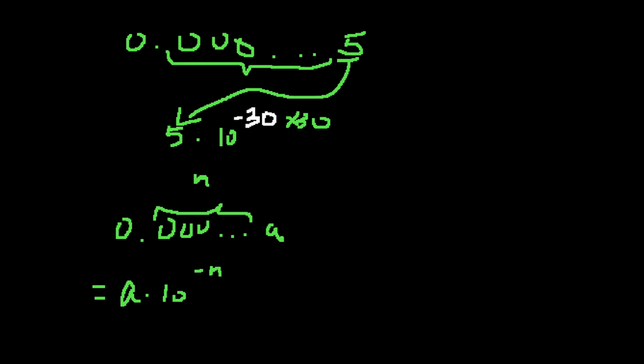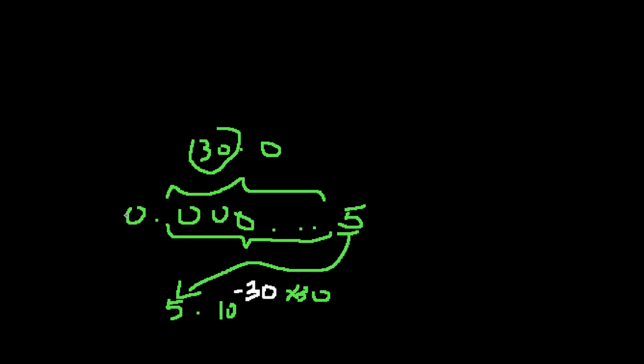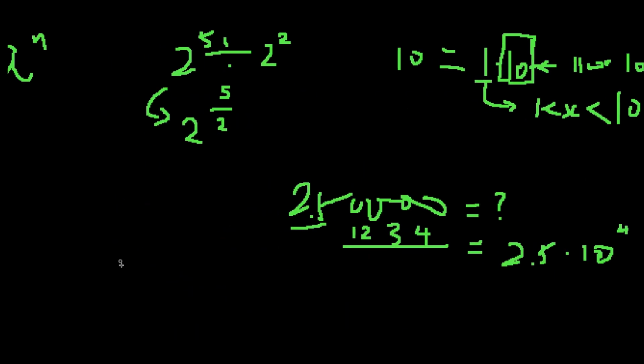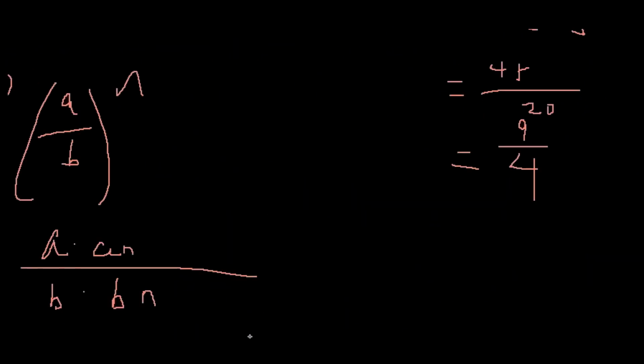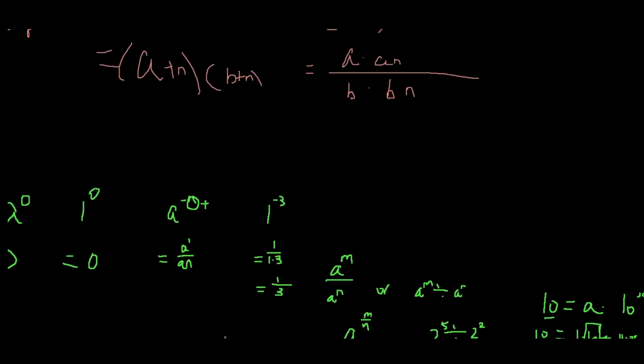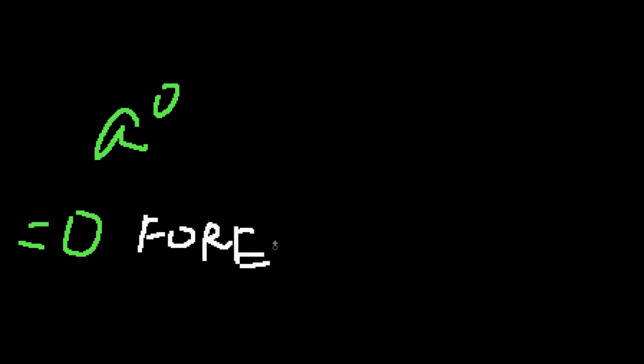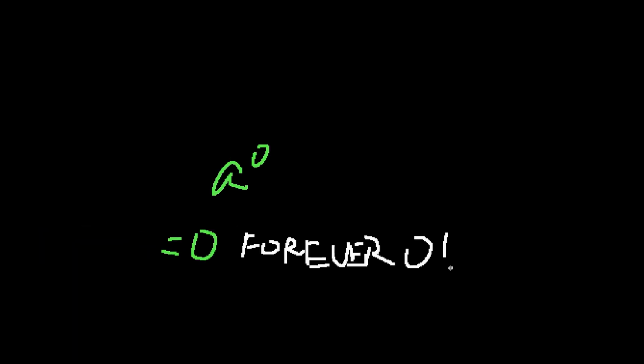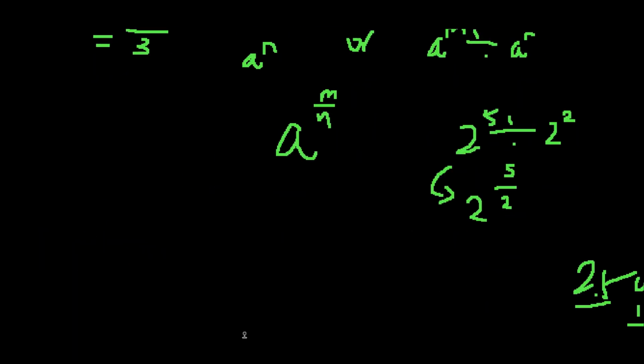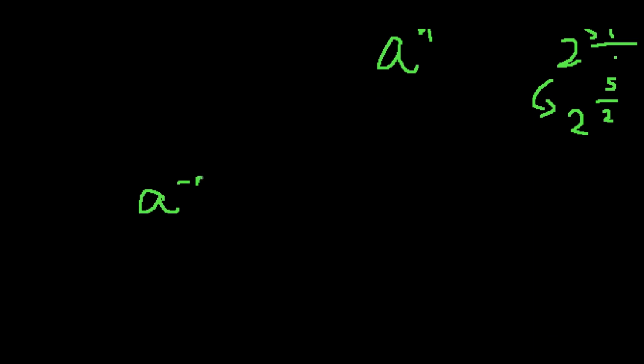Alright, cool. So now today we have learned scientific notation and the rest of laws of integral indices along with what you've learned last time, alright? So let's do a final recap of what we've learned today. First, we've learned that a to the power of 0 is equal to 1, forever 1, alright? Second thing we've learned is that a to the power of negative n is equal to 1 over a to the power of n.